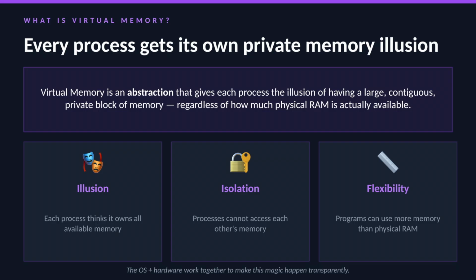First is illusion, where every process thinks that it owns all the memory space. Second is isolation, where processes cannot access each other's memory. Third is flexibility, where programs can use more memory than is physically available on the system.